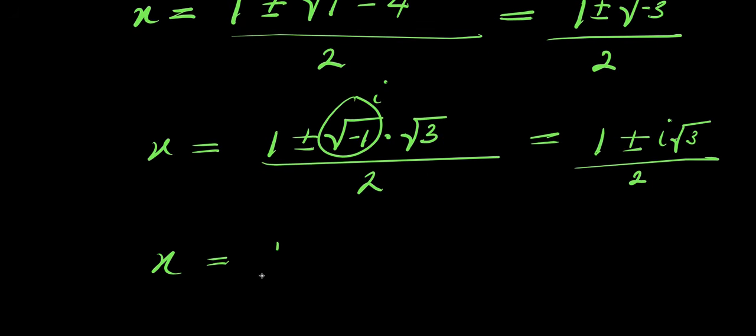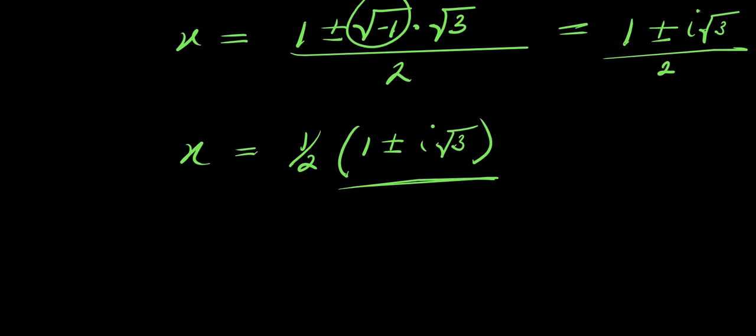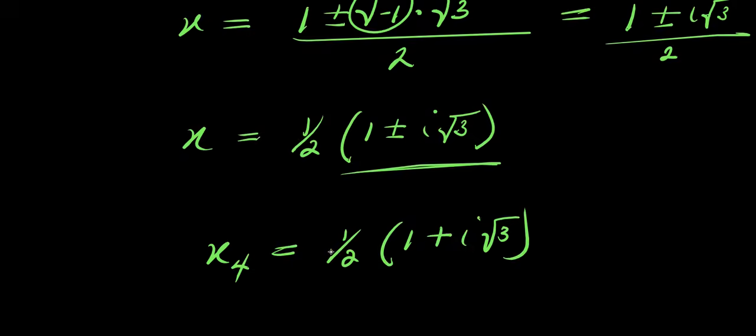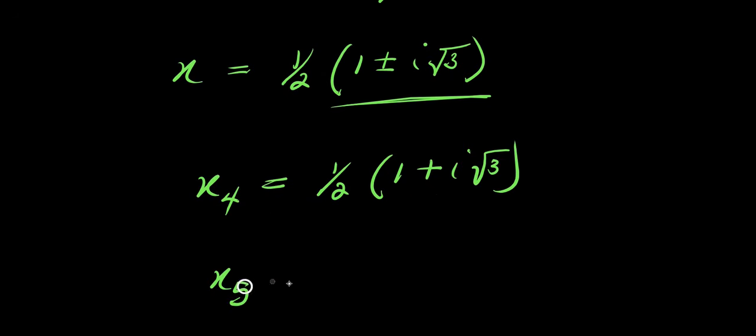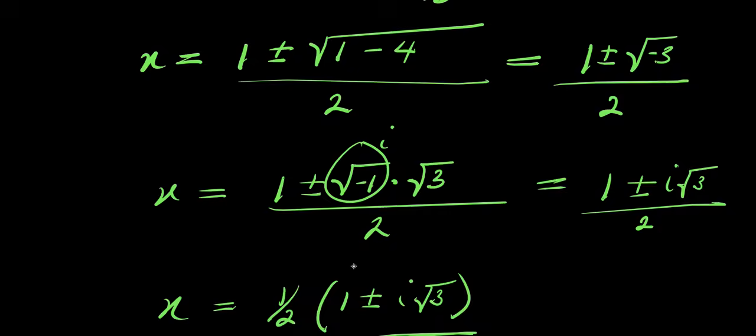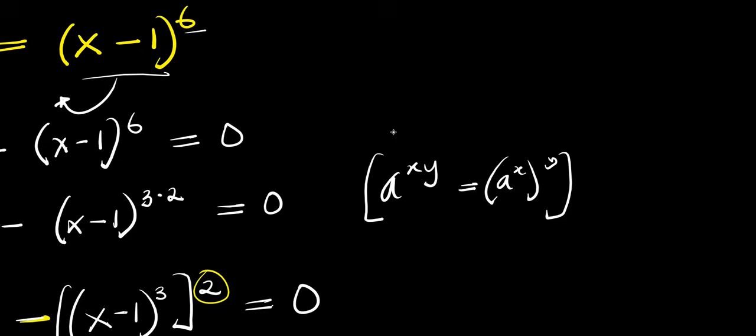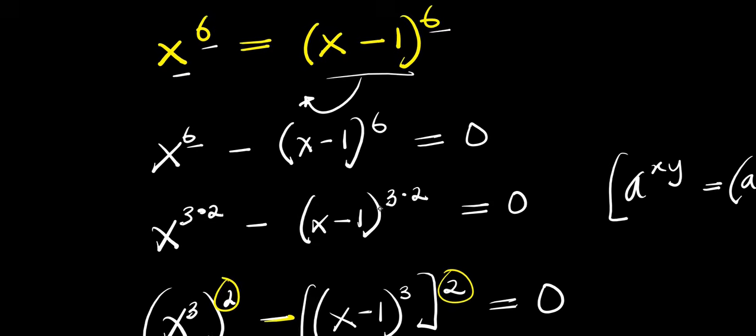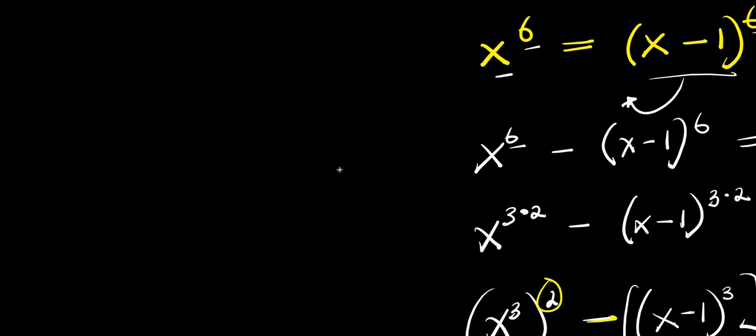So from here we have x equals 1/2 of (1 plus or minus i root 3). We have two complex values again. We have x4 is 1/2 of (1 + i root 3). Then we have x5 is 1/2 of (1 − i root 3). So these are the two complex values for x4 and x5. So we have 5 different solutions, and you can decide to verify all the solutions.